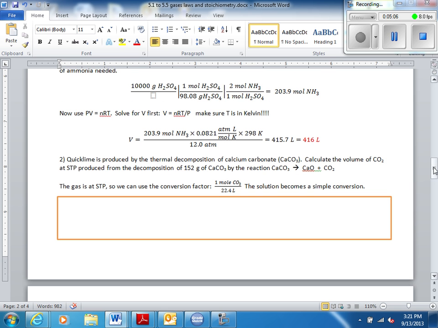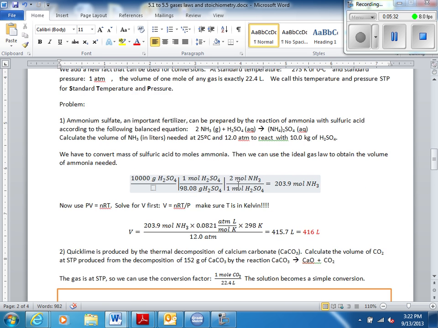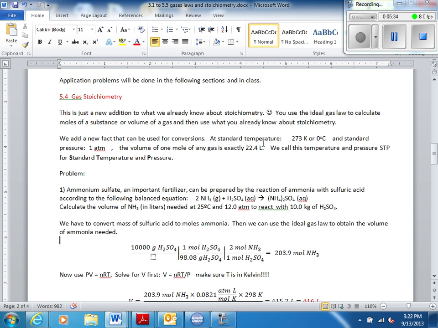Quicklime is produced by the thermal decomposition of calcium carbonate. This is quicklime right here. We want to calculate the volume of carbon dioxide at STP produced from the decomposition of calcium carbonate by this reaction. Now, we know the gas is at STP, so we can use that conversion factor that 1 mole of gas is 22.4 liters. We learned that right up here.